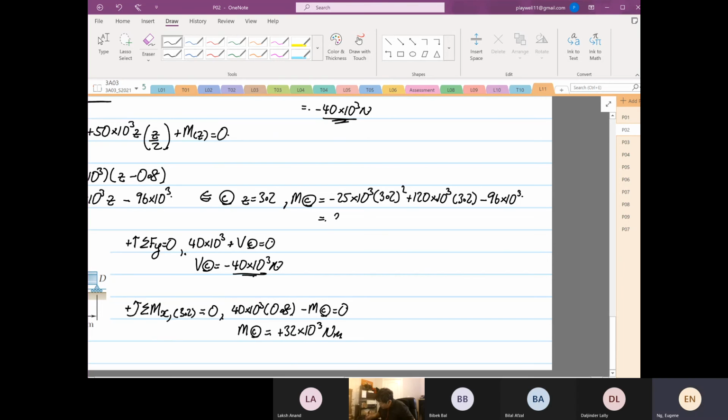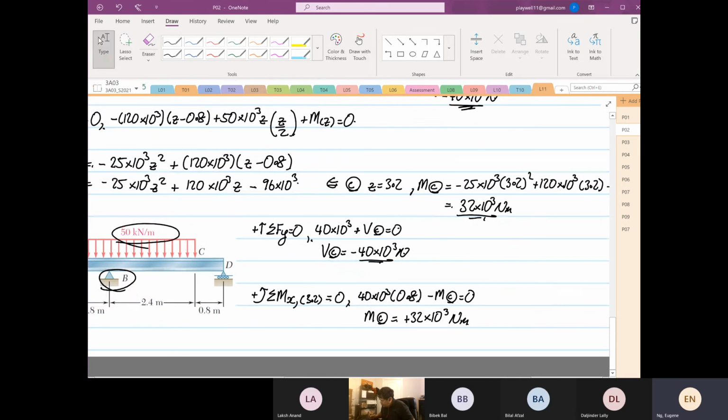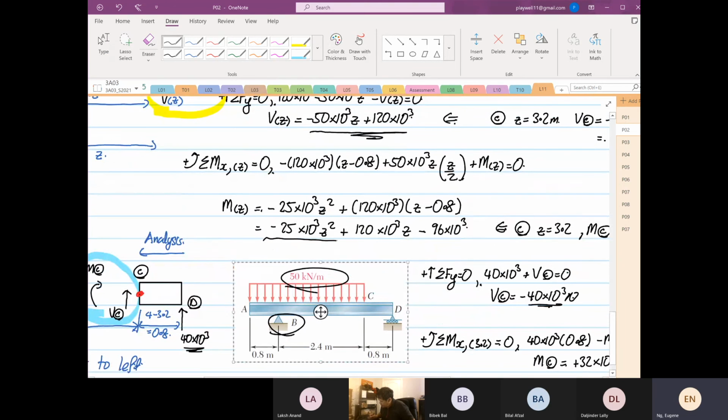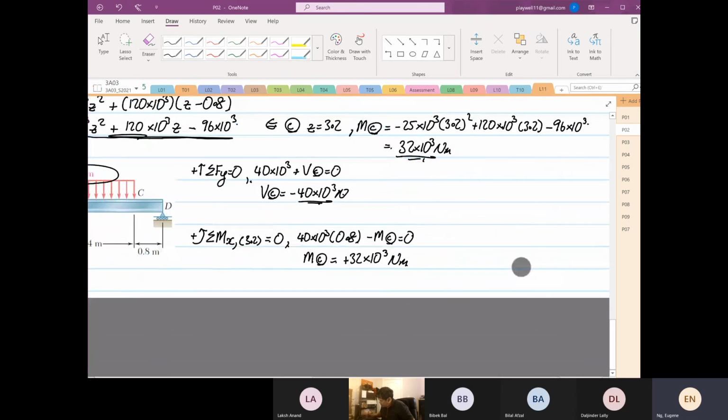So if you use the equation above, it's also the same thing. But over here, if you see this equation, you have to consider so many forces. Yes or no? You have a distributed load, you have a point load, right? Over here, you only consider the point load. So less possibility of making mistakes.